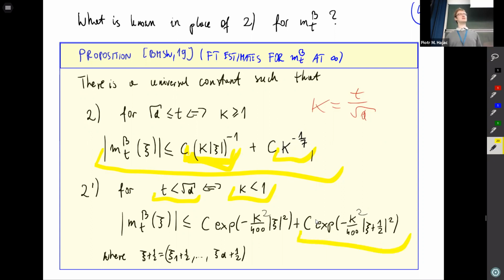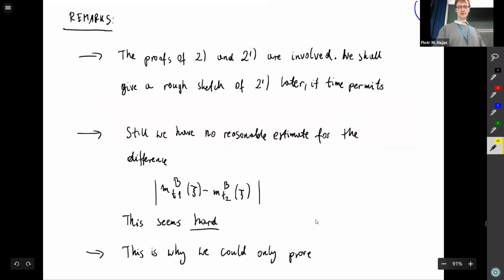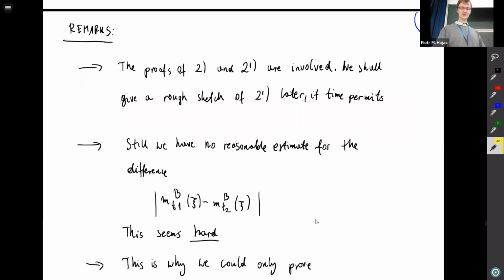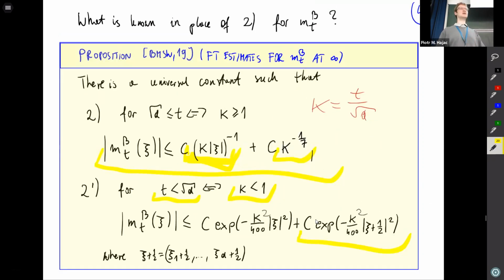So we have an estimate of a different sort, which maybe can give something, but not all that we would like to have. But anyway, you see that we have some replacement for the estimate. We have a very good estimate at 0. We have some estimates at infinity, maybe not so good, but maybe they are enough.